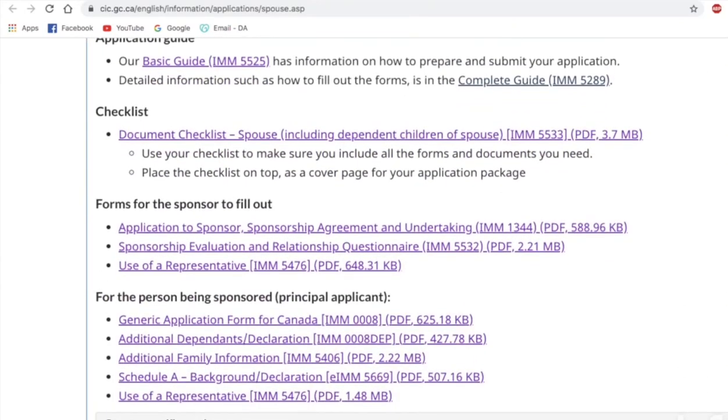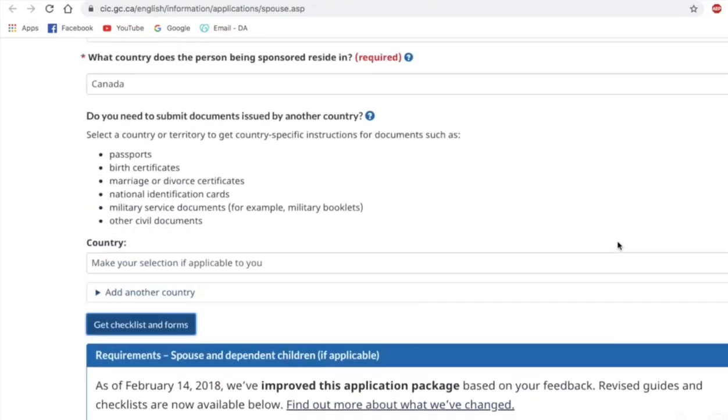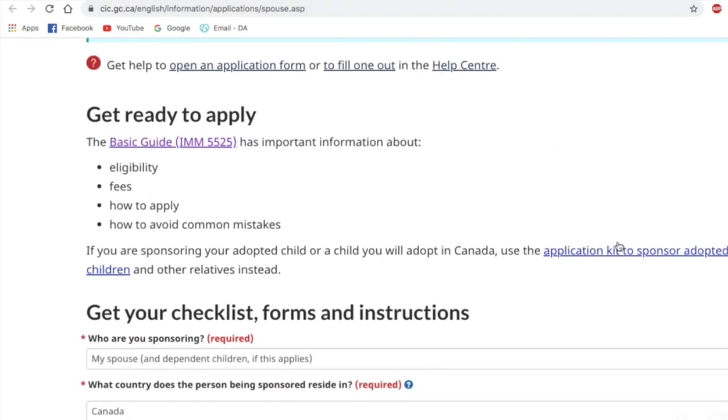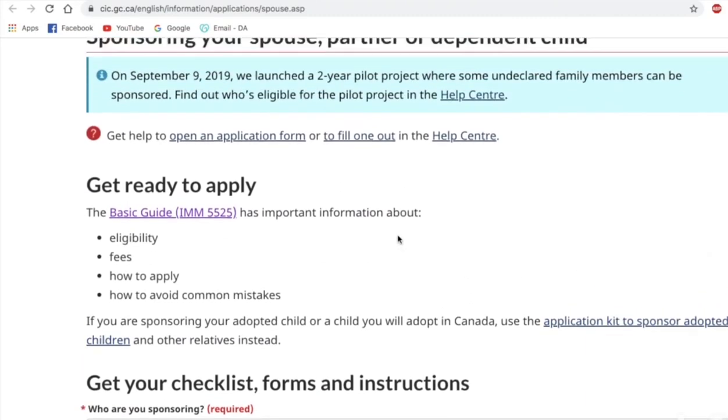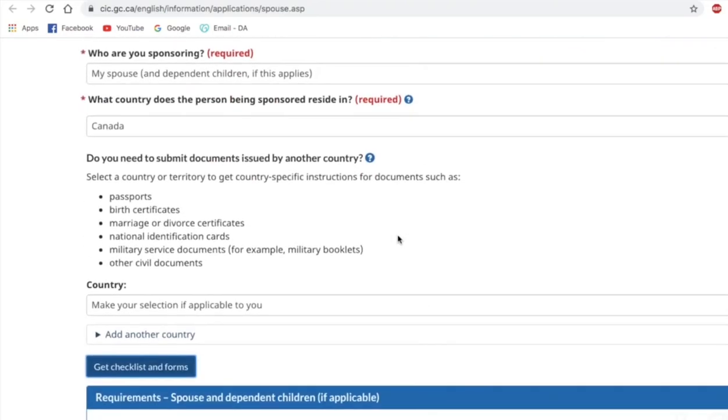So you can see that the forms are more or less the same. They're in fact exactly the same, but there are no other documents required for country specific requirements. Most of the people who are living in Canada already must have submitted some documents when they got their visas, so it is not required in that case.